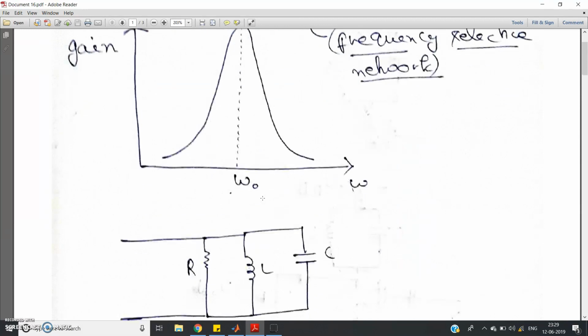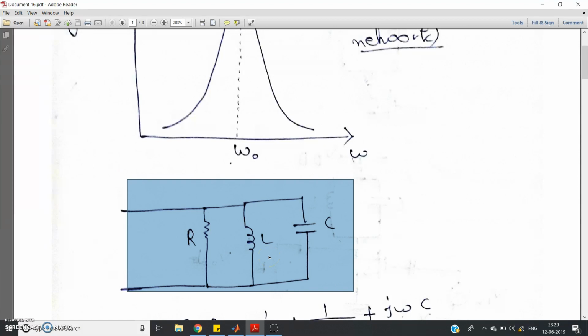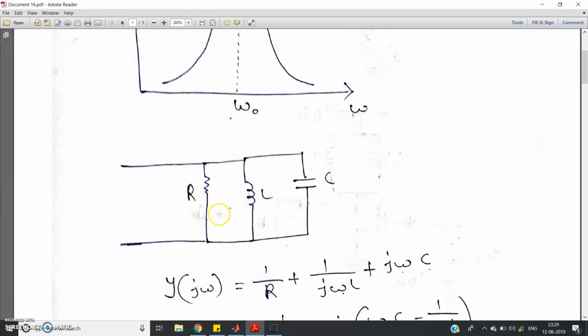Before that, just observe this parallel resonant circuit which you already studied in detail in your network theory and fundamentals of electrical circuits course, in first and second semester. For this circuit, Y of j omega in the frequency domain is equal to 1 by R plus 1 by j omega L plus j omega C. The impedance offered by the inductor is j omega L, so the admittance is 1 by j omega L. The impedance offered by the capacitor is 1 by j omega C, so the admittance is j omega C, and the impedance offered by the resistor is R only, so the admittance is 1 by R.